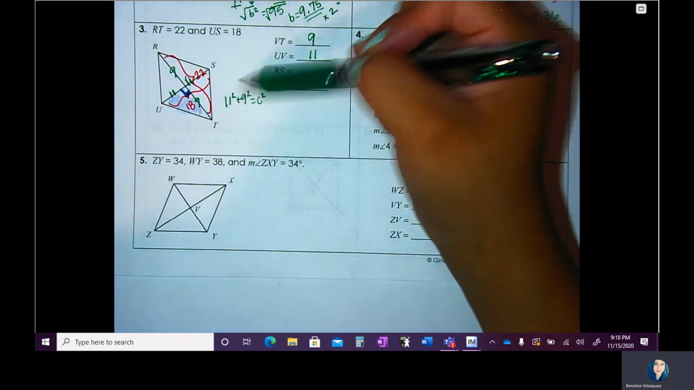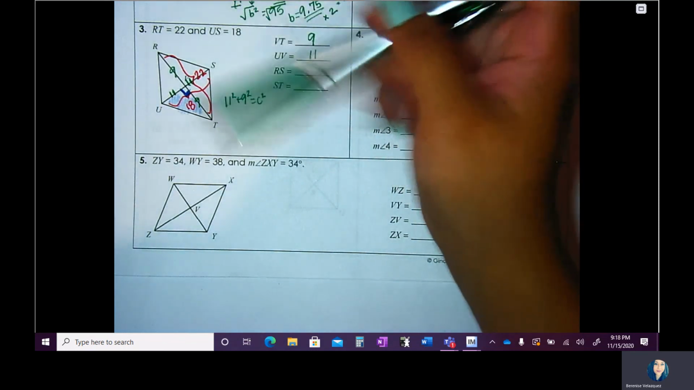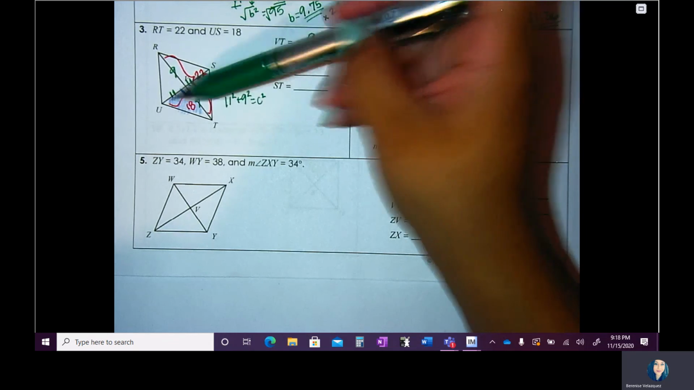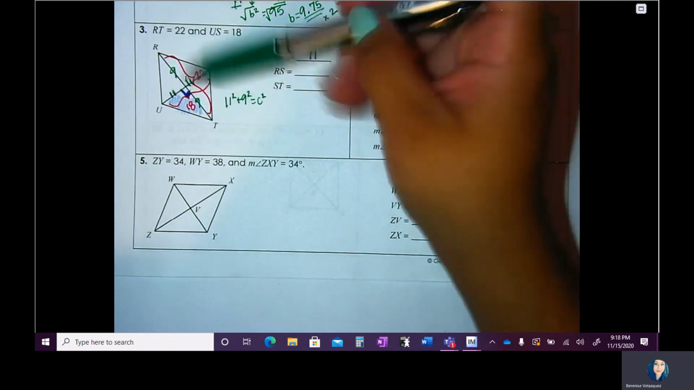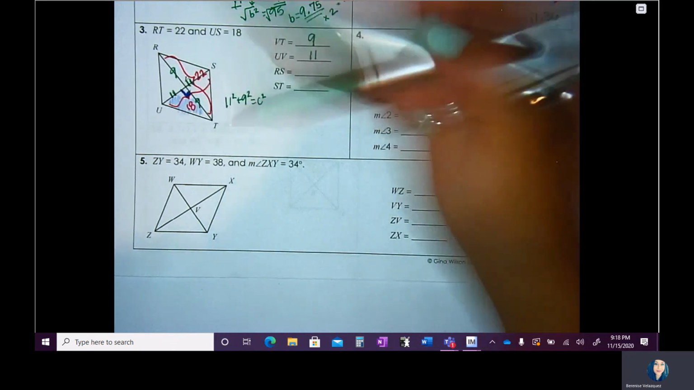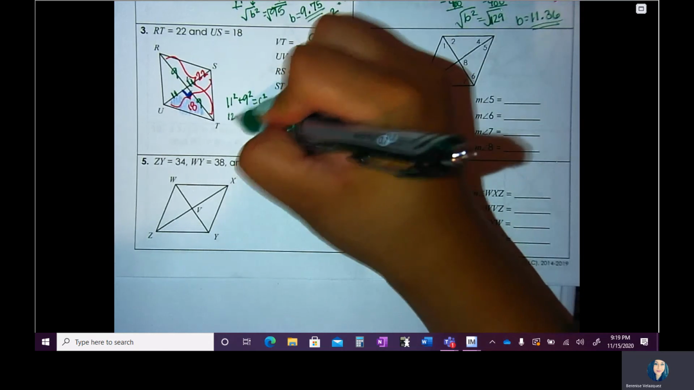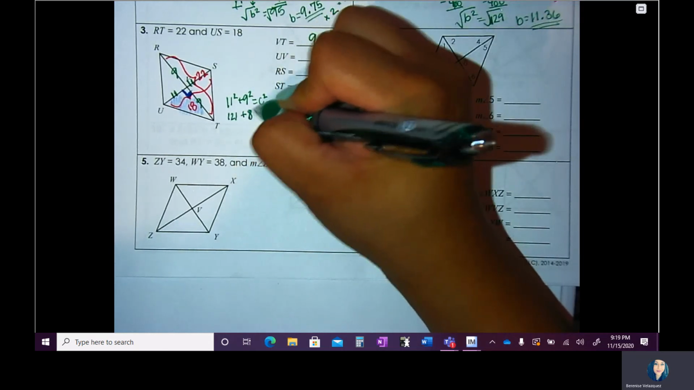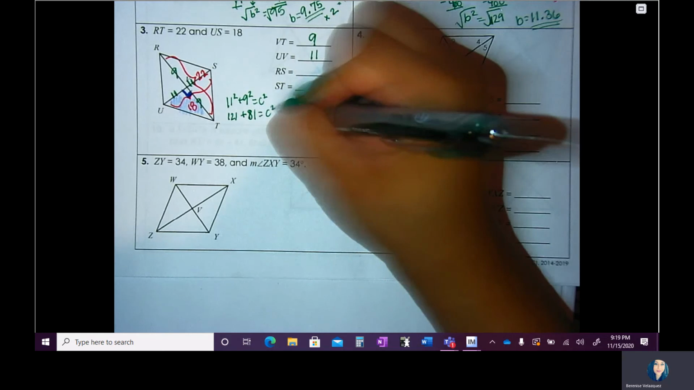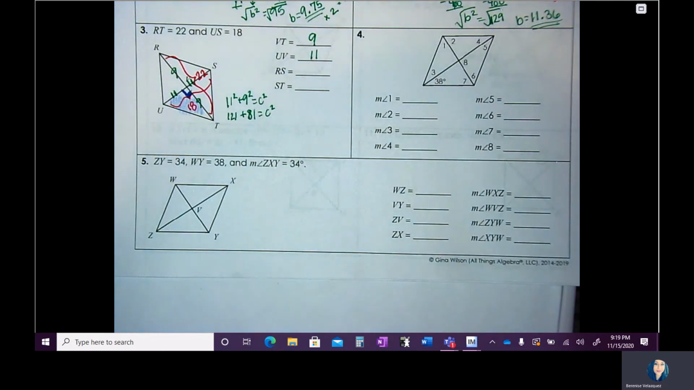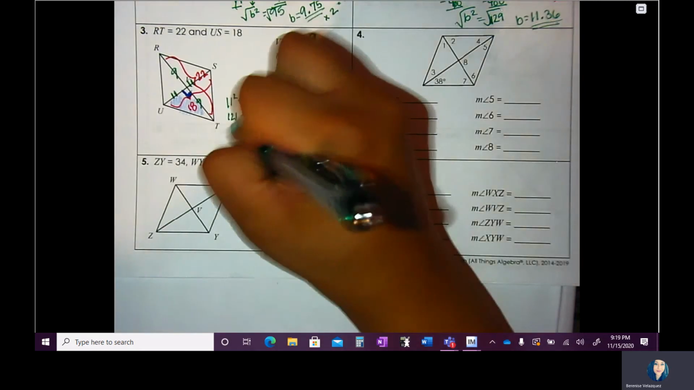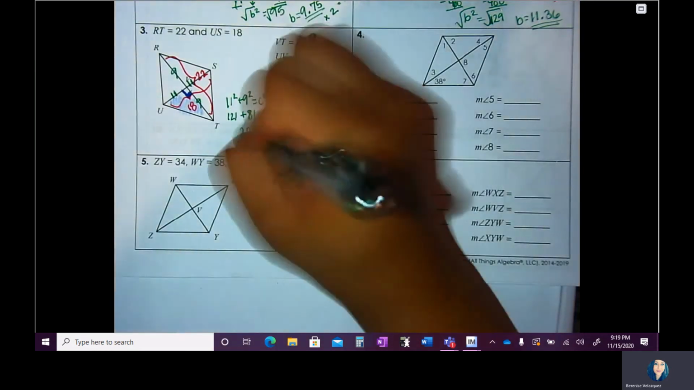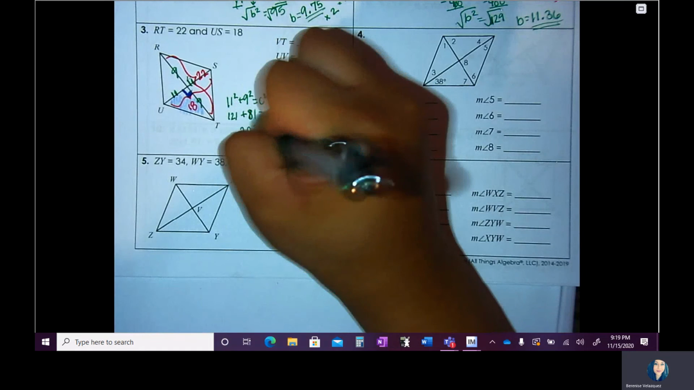Now remember, be careful because they gave you 22 and 18, but those are not the small values. Those are the whole values, and you need these small values. Okay, so 11 squared is 121 plus 81. 9 squared is 81. And now we're going to add 121 plus 81. So 121 plus 81, that gives us 202. Okay, then to get C, we do the square root of 202.